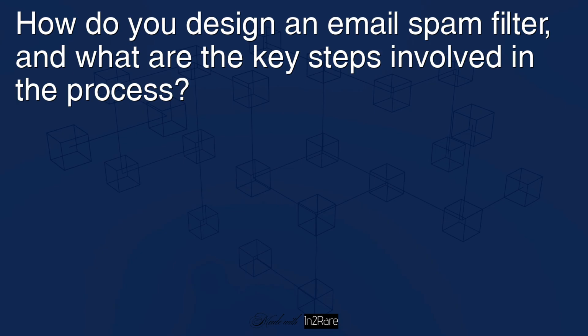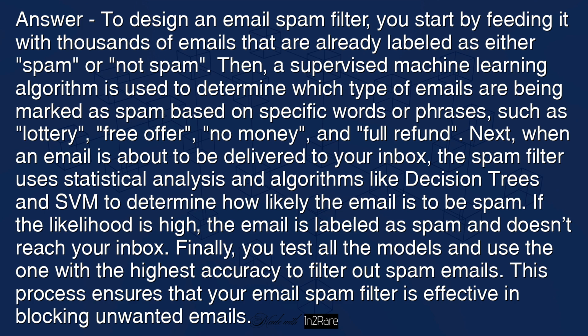How do you design an email spam filter, and what are the key steps involved in the process? Answer: to design an email spam filter, you start by feeding it with thousands of emails that are already labeled as either spam or not spam. Then, a supervised machine learning algorithm is used to determine which type of emails are being marked as spam based on specific words or phrases such as lottery, free offer, no money, and full refund.